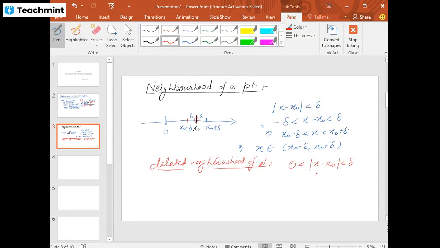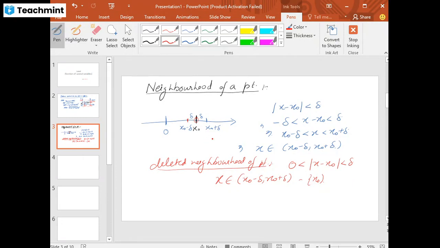delta. Okay, so because we know that the absolute value is always greater than or equal to 0, but if I say that it is greater than 0, it means that x can never be equal to x naught. So it means that the neighborhood of a point contains all points from x naught minus delta to x naught plus delta except the point x naught. We will consider any point in the neighborhood of the point, but we are not going to consider the point x naught only. So that is called the deleted neighborhood of a point.